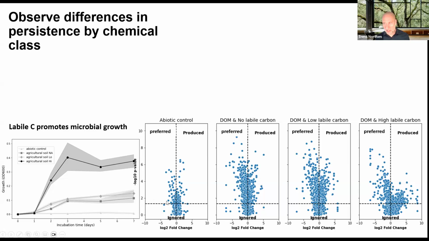So anything above this line is significant. These are the metabolites that we call preferred. They were used by the microbes. These are the ones that are produced by the microbes, and these are unchanged.